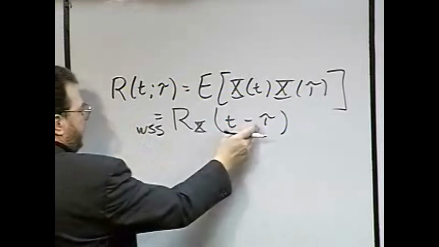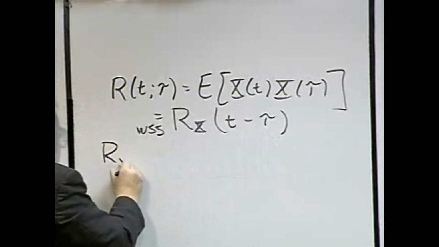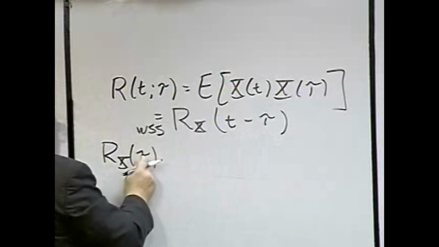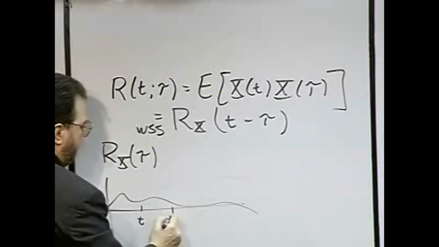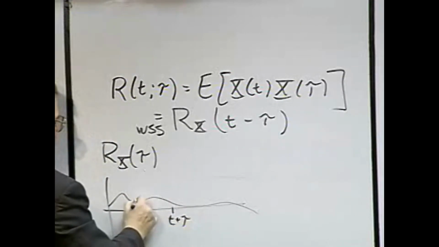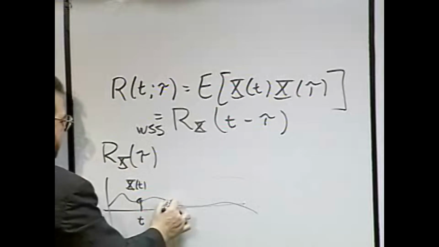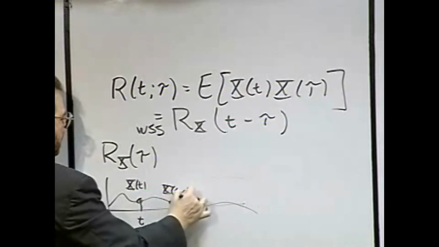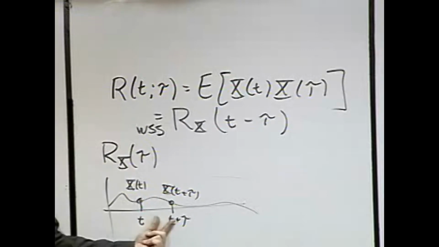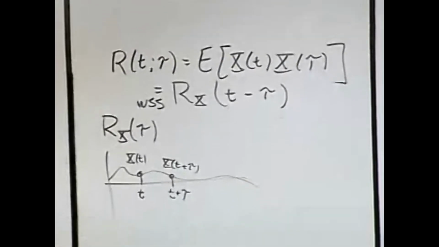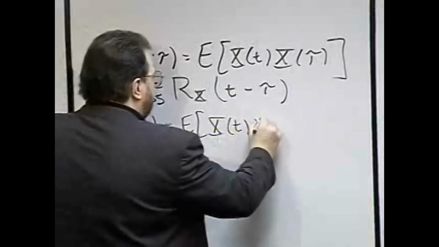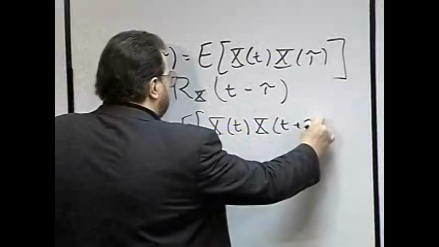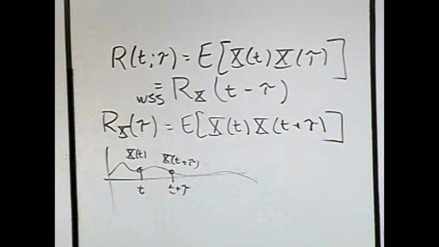So what's interesting is if we wanted to make this just a one-dimensional function, say r sub x of tau, well, how do we envision this? Here's our process. Here's some arbitrary value of t. Here's some arbitrary value of t plus tau. This is x of t. This is x of t plus tau. The autocorrelation between these 2 points has nothing to do with t, right? It just is dependent upon the separation between the two. So we can write this as equal to the expected value of x of t times x of t plus tau.